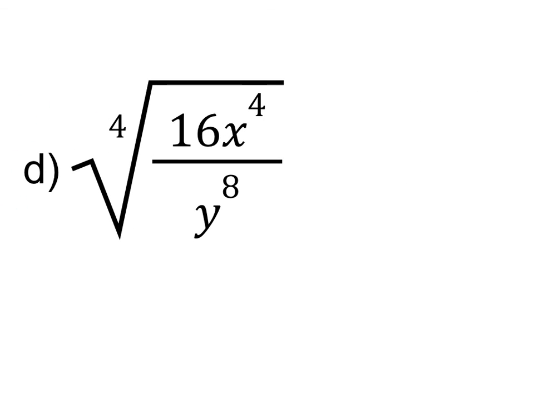4th root. Well, this one's not too bad. So break it up. You can do the root of the top and the root of the bottom. So this would be 2. The 4th root of 16 is 2. X to the 4th root would just be x over y to the 8th would be y squared, because you could break it up twice.